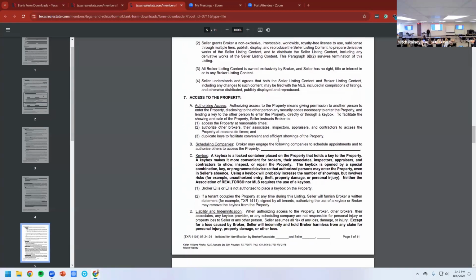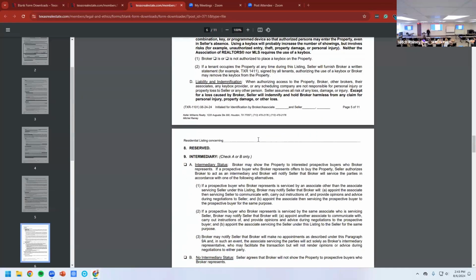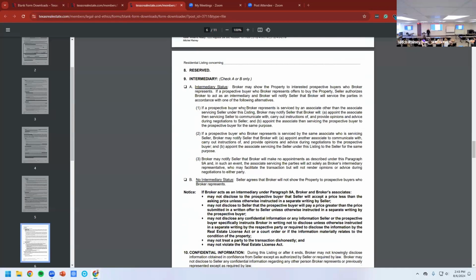Okay, it talks about access to the property, the scheduling company, whether or not you can put a key box on. Someone else also said putting it on the lockbox if you're offering compensation. Okay, intermediary, yes or no? Are they going to allow intermediary? It depends. If I have to pay extra, no. You just negotiate really well for that.